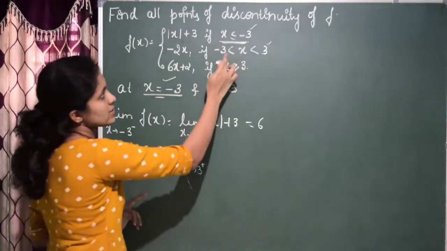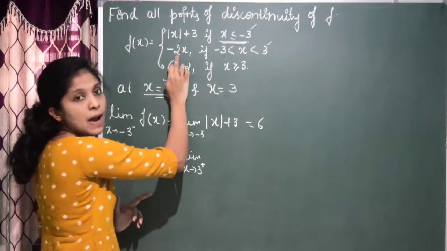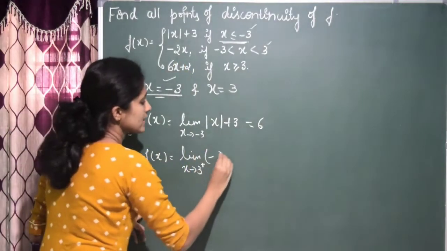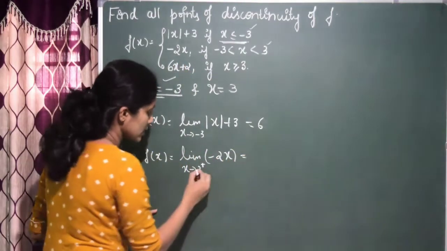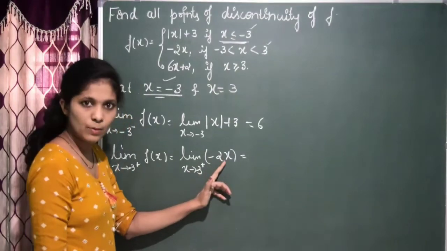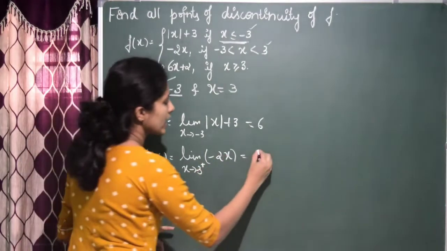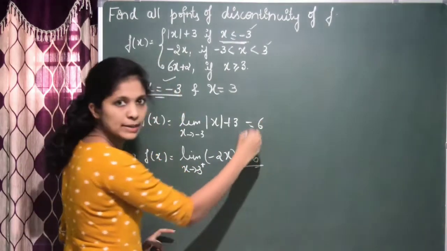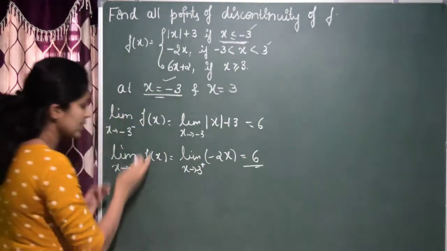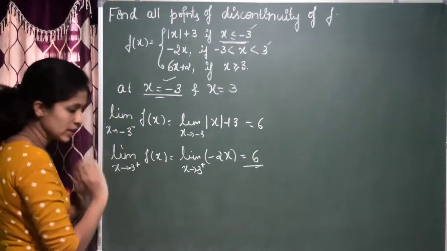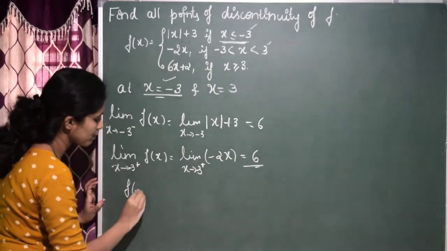The value of x is greater than minus 3, so the function is minus 2x, right? Now we will substitute the value, this is minus 3. So minus 2 into minus 3 will be equal to 6. So the left hand limit is equal to the right hand limit. Not only this much, this is only the limits. Now you have to find f of minus 3.